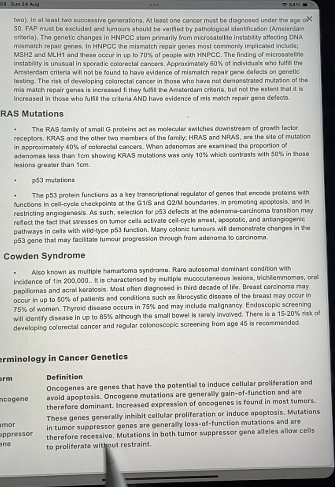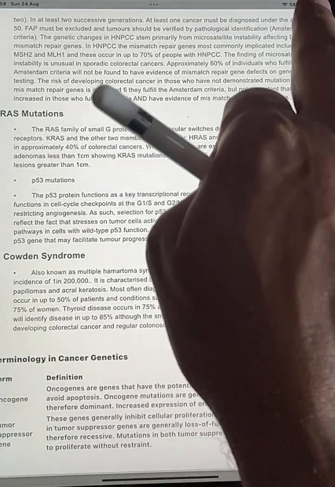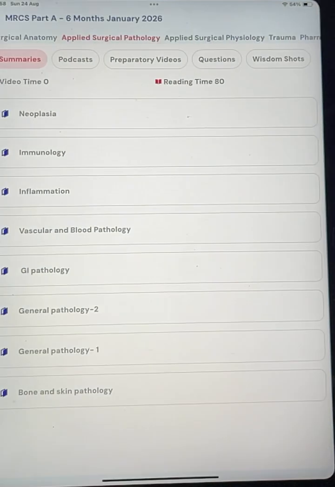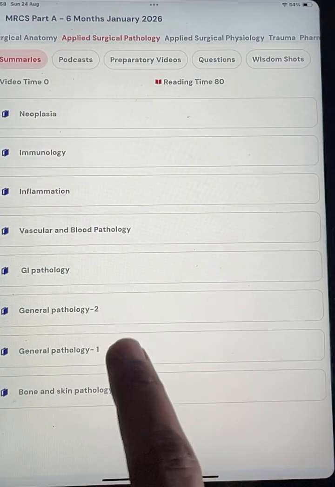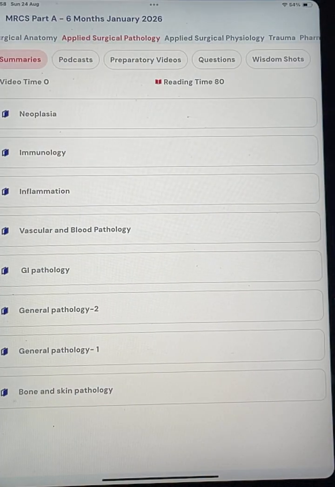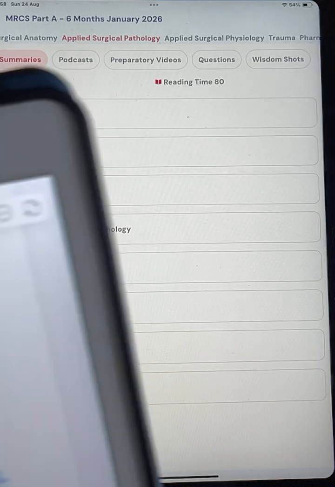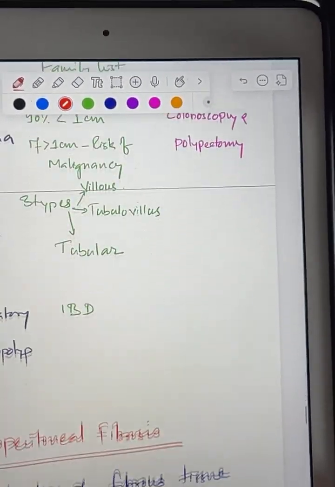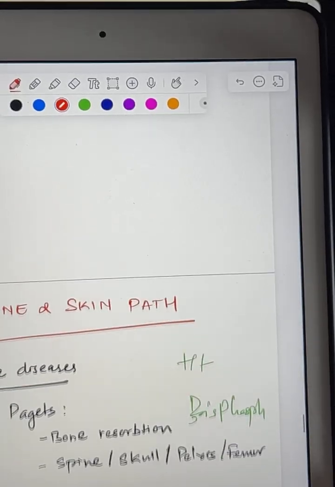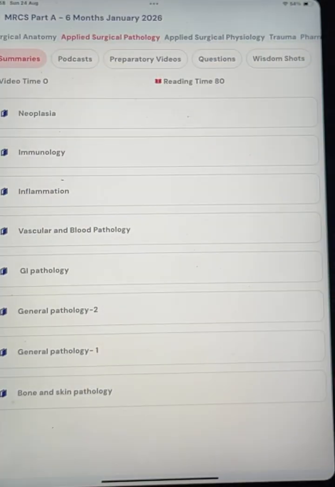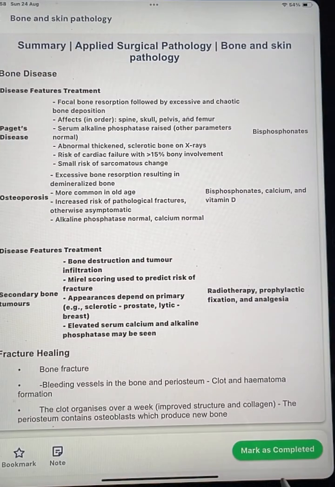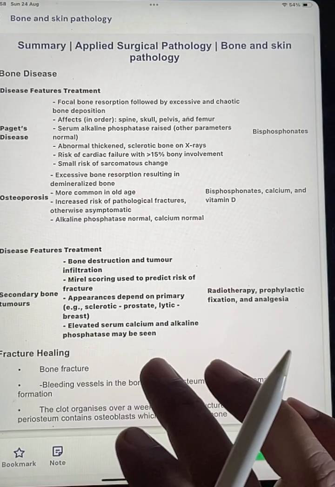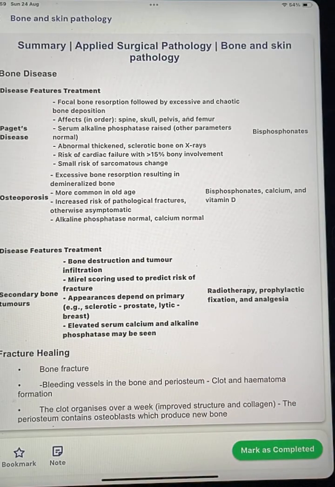Oncogenes and tumor suppressor genes are there. So this was about GI pathology. Lower GI polyps we have covered. Now let's see about the bone and skin pathology. So this is about bone and skin diseases.